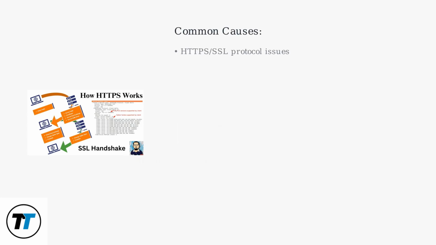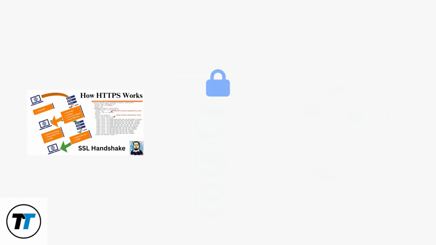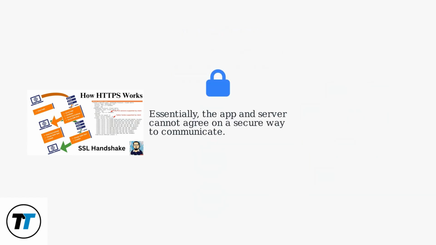The breakdown can stem from several issues: problems with HTTPS or SSL protocols, mismatches in security certificates, firewall interference that blocks the connection, or outdated security protocols on your device. Essentially, the app and server cannot agree on a secure method to communicate, leaving the connection vulnerable.